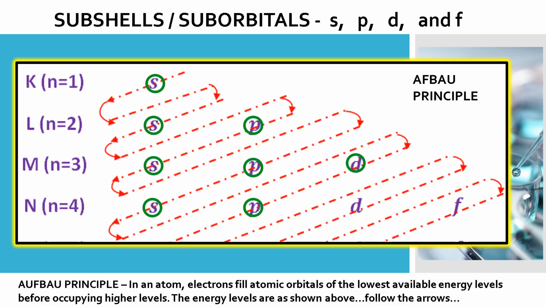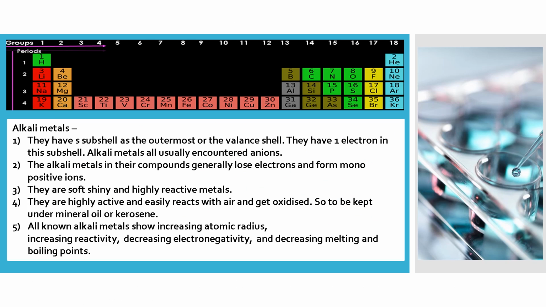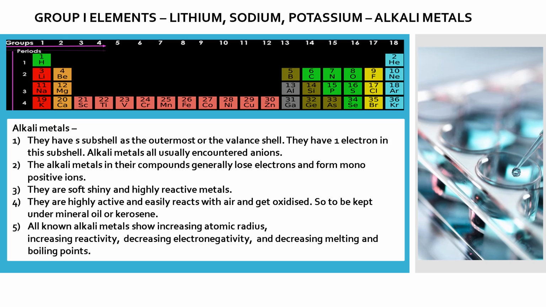As we have learnt the electronic configuration of group 1 elements, let us get into their properties. They are called as alkali metals. They have an S subshell as the outermost or the valence shell. They have only one electron in this valence shell, so alkali metals are all encountered as cations. The alkali metals in their compounds generally lose electrons during reactions and form monopositive ions. They are mostly soft and shiny and highly reactive metals.